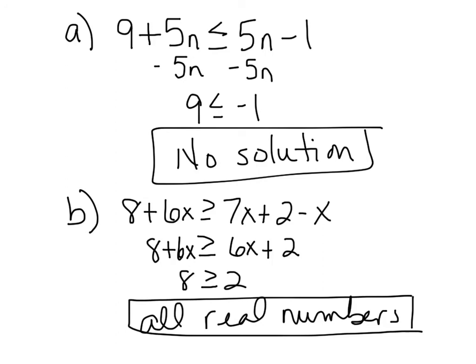So your key concepts today are to know that if you get something that is always true, if the variables cancel and the inequality that's left is true, your answer is all real numbers. If it is never true, you get an inequality that is not true, then the inequality has no solution.